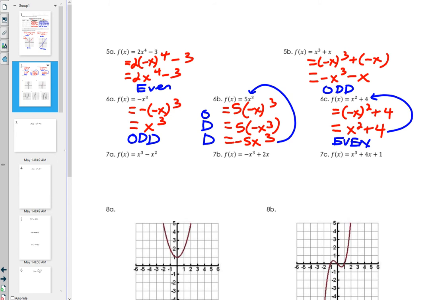Marquise, 7A. You say odd, let's see. Negative x to the third minus negative x squared. Negative x to the third is negative x to the third. Negative x squared becomes positive, but that negative is still in front. Are the two the same? What I ended up with, is it the same as what I started with? Definitely not the same. But is every sign different? No, only the first sign is different. So this one's going to be neither.